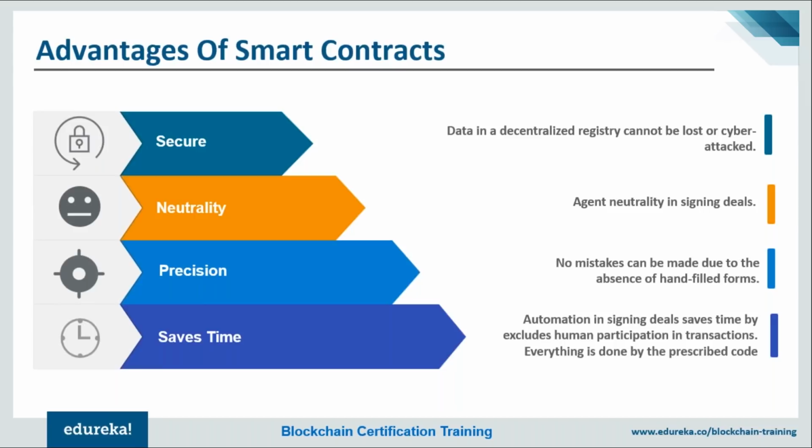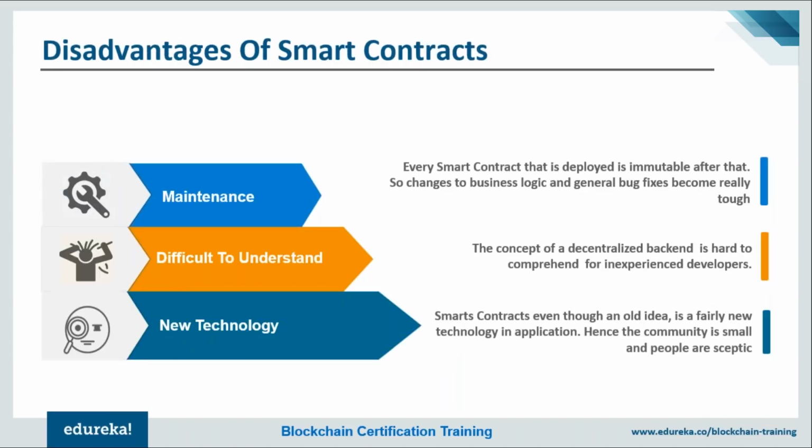Like every technology, smart contracts too have their own shortcomings. Firstly, they are a hassle to maintain. As things are immutable on a blockchain, this means that every time you update your smart contract, you have to deploy it as a completely new contract at a new address. The concept of a distributed and decentralized backend service is difficult to understand for inexperienced developers. Since it is a new technology, people generally tend to be suspicious and skeptical when implementing smart contracts.